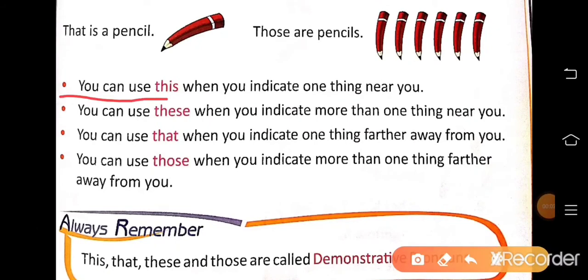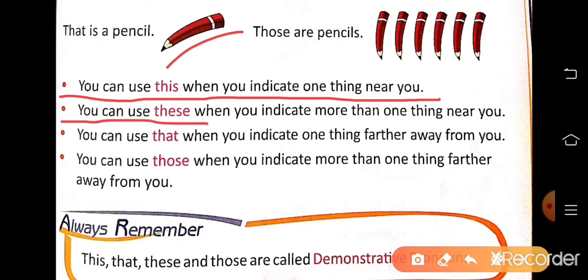You can use this when you indicate one thing near you. जब आप अपने पास की किसी चीज़ को इंडिकेट करते हैं वन चीज़ को तो हम दिस यूज करते हैं. You can use these when you indicate more than one thing near you. जब आप अपने पास मोर देन वन थिंग्स को इंडिकेट करते हैं जो आपके नियर हैं देन वी यूज दीज.